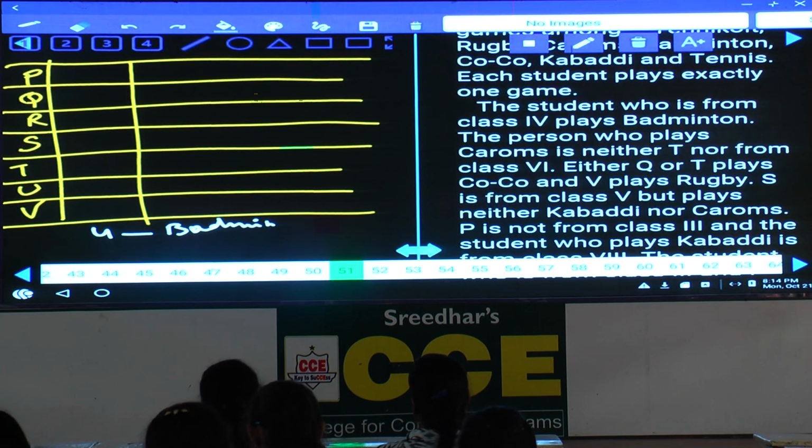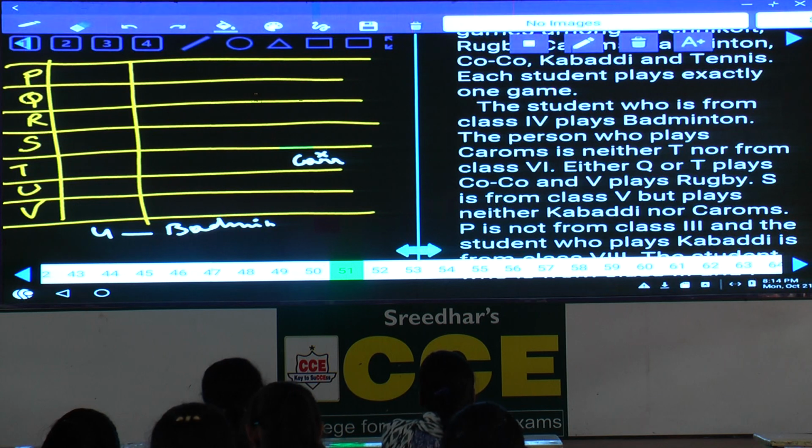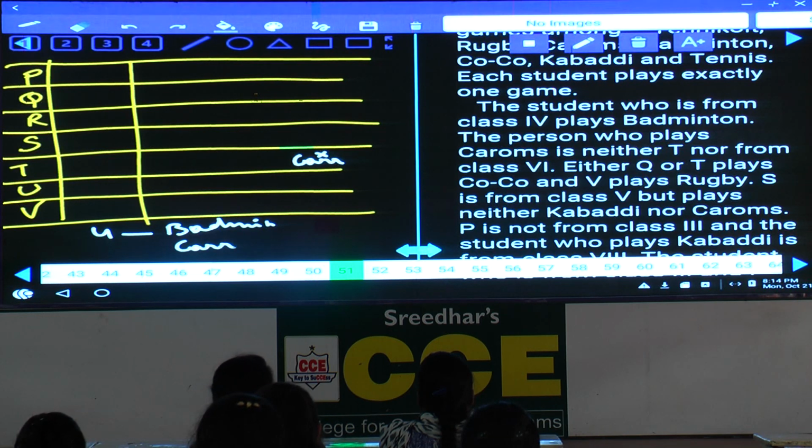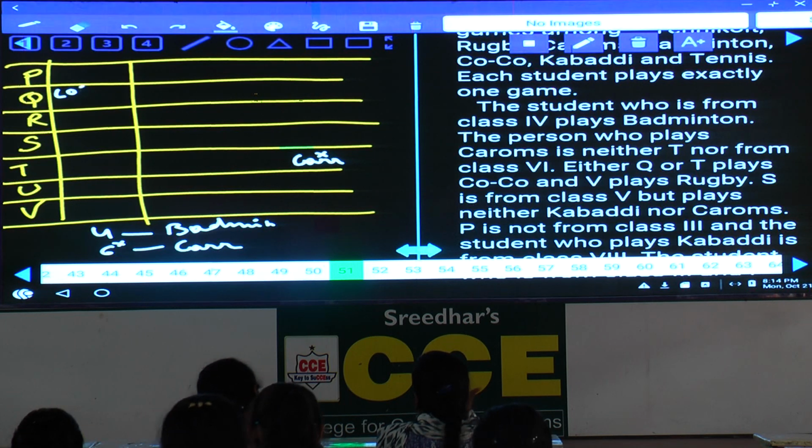And the person who plays caroms is neither T nor from class 6. Now caroms cannot be here, and at the same time caroms cannot be class 6. Class 6 cannot be caroms. Then either Q or T plays Coco. Who plays Coco here? Either Q or this person T plays Coco. Only one person between these two plays Coco, the remaining does not play Coco.